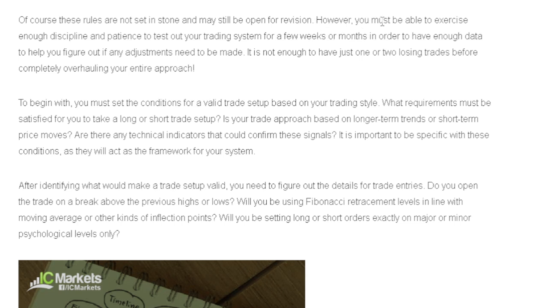However, you must be able to exercise enough discipline and patience to test out your trading system for a few weeks or months in order to have enough data to help you figure out if any adjustments need to be made. It is not enough to have just one or two losing trades before completely overhauling your entire approach.